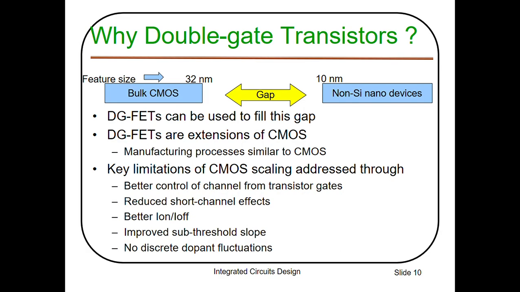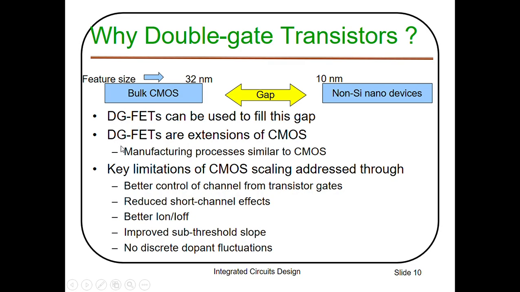Okay, so why do we need the double gate transistor model? This was the big question, because around 32 nanometer process technology, we were using bulk CMOS or the planar transistors, and around 10 nanometer, we will use non-silicon nano devices for the fabrication of our integrated circuit. So there is a gap between 32 nanometer and 10 nanometer. This gap will be filled by the double gate transistor model.